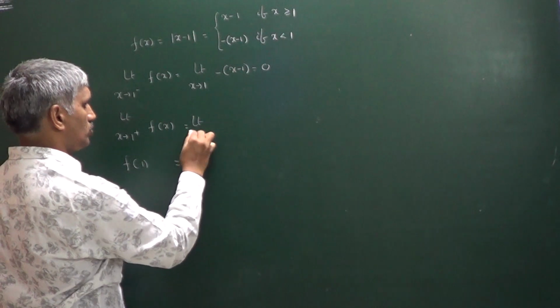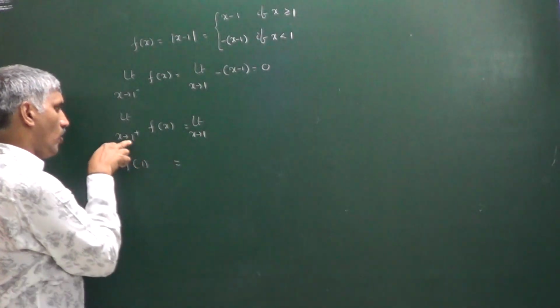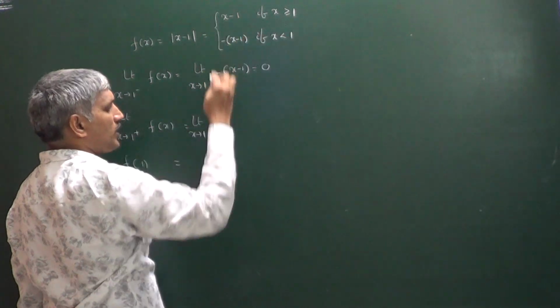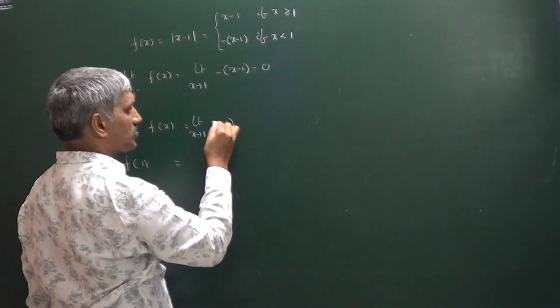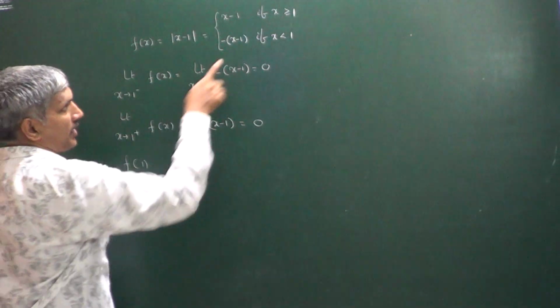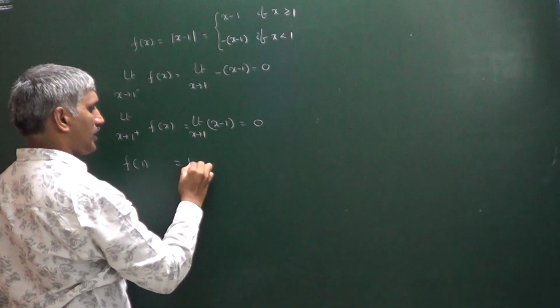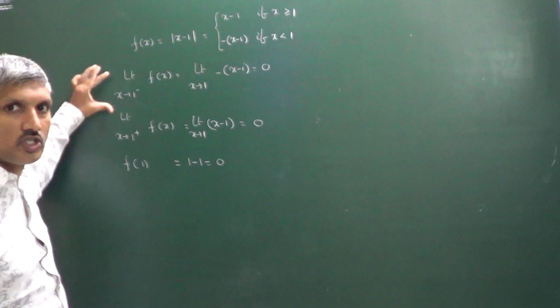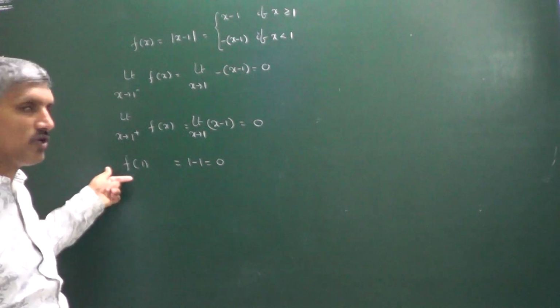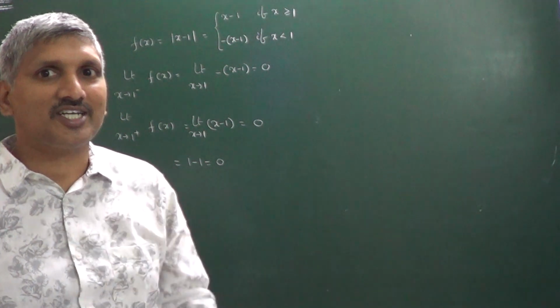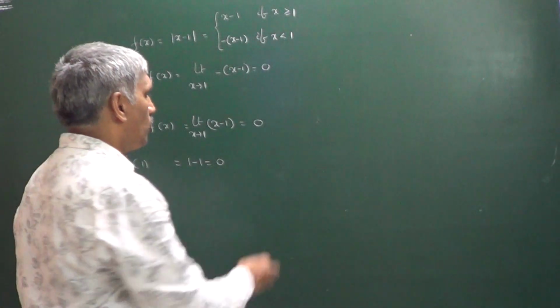Now this is equal to limit x tends to 1 plus. What is the function? 1 plus means more than 1. In the more than 1 case, the function is x minus 1, that is equal to 0. Next, what is f of 1? In the equal to 1 case, we have to take 1 minus 1, that is equal to 0. Left hand limit is equal to right hand limit, which is equal to the functional value. Therefore, we can say the function is continuous at x equals 1.